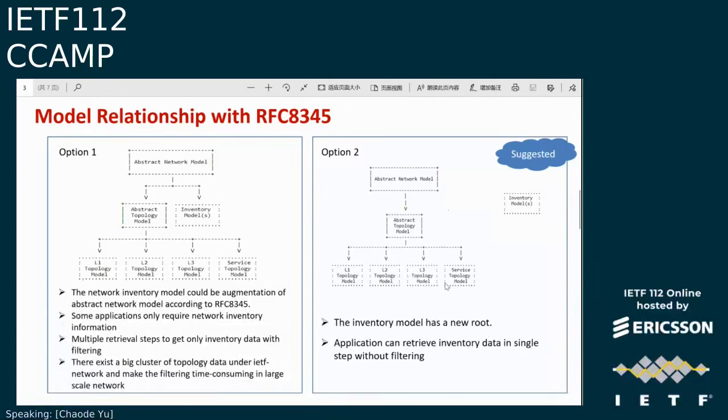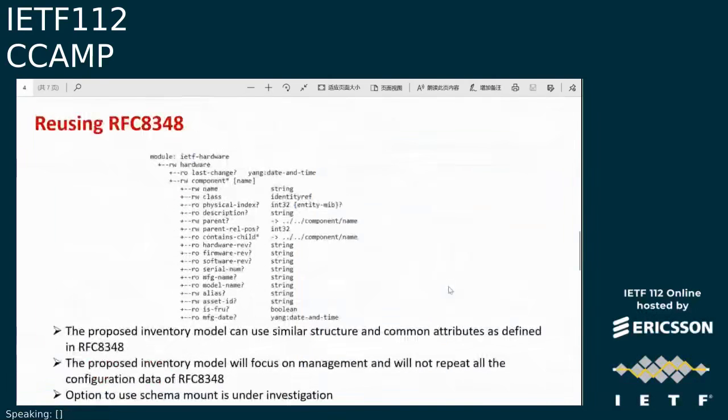Okay, please go to the next page. For RFC 8348, it is at the network element level, but we think its generic modeling idea will be good for our model to be adopted by other technologies. In this hardware model, the objects in a network element can be defined as components, and they can be distinguished by their classes. If our inventory model uses this component idea and some common attributes, it will help adoption in other technologies.